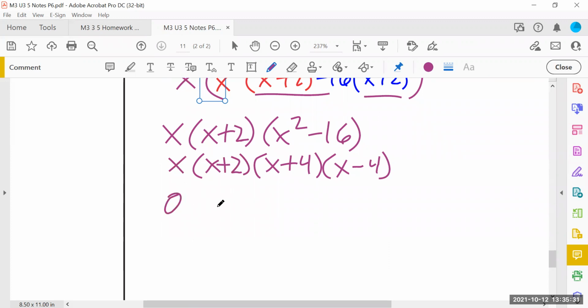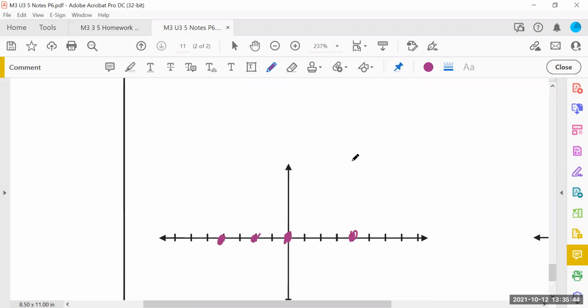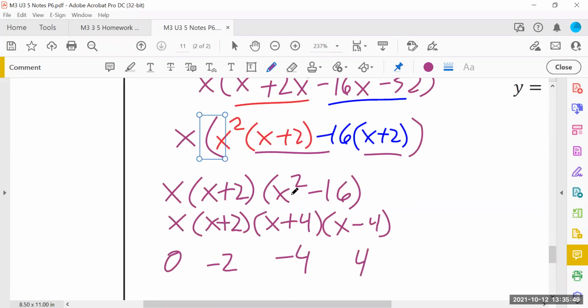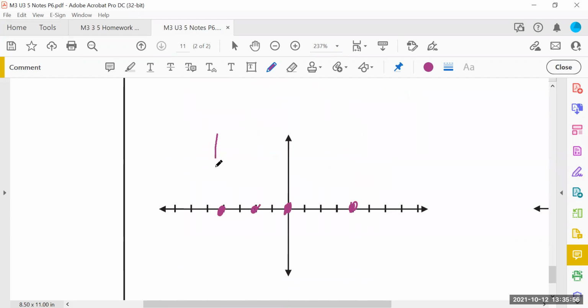X-intercepts would be 0, negative 2, negative 4, and positive 4. Y-intercept is 0. We've already got that one. And then end behavior would have been positive even, so high, high. So I start up here, down, up, down, up. And that would be my graph. Did that make sense?